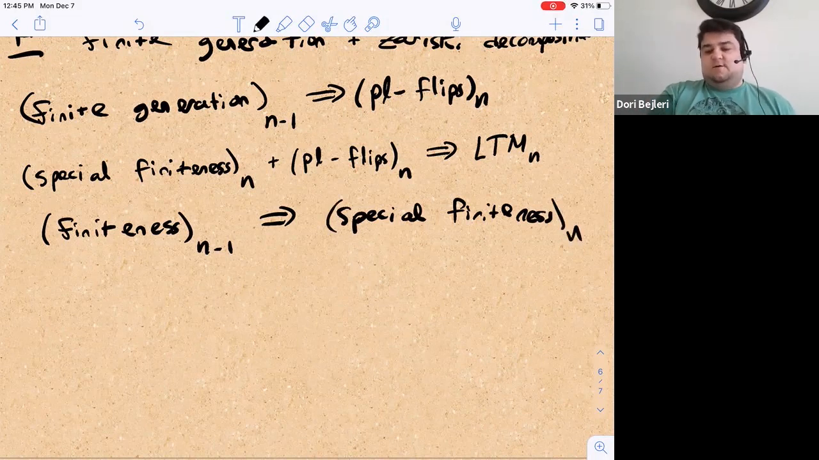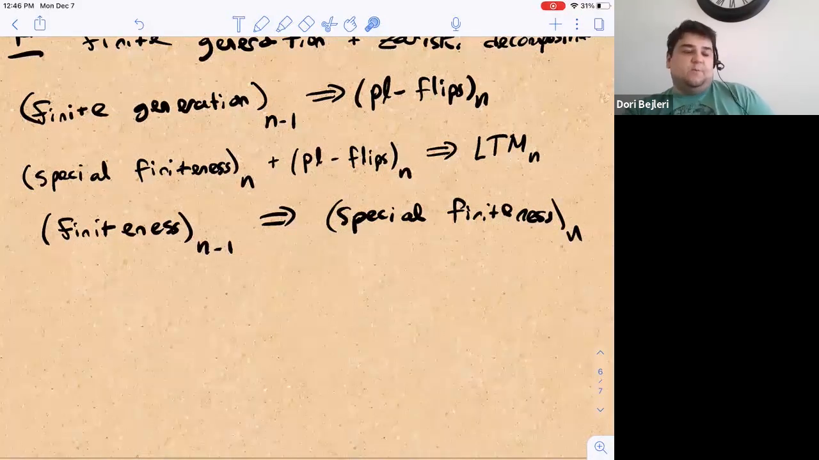This first one we talked about the other day. Well, this one we want to be able to run a minimal model program with scaling and see that it terminates. And so we need PL flips, because maybe we can hope that you can pick a minimal model program so you only have to do PL flips. So you need at least existence of PL flips to continue your minimal model program.